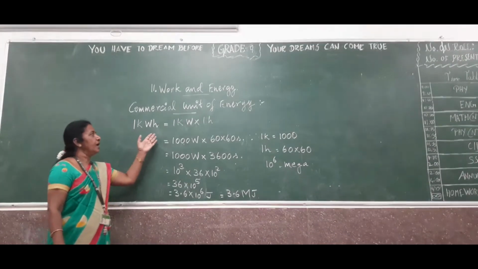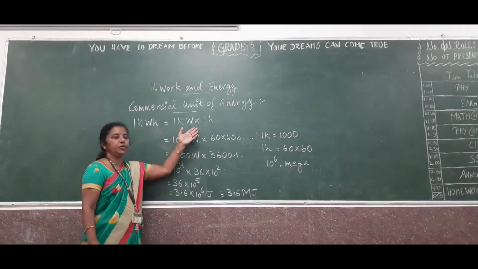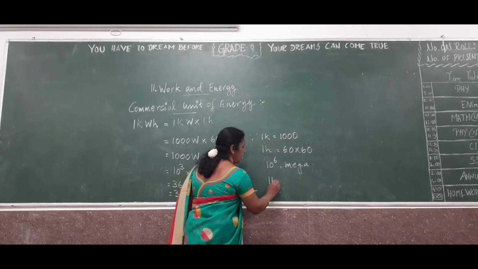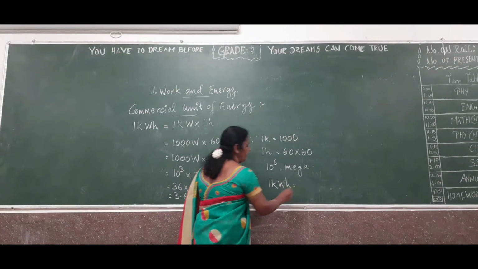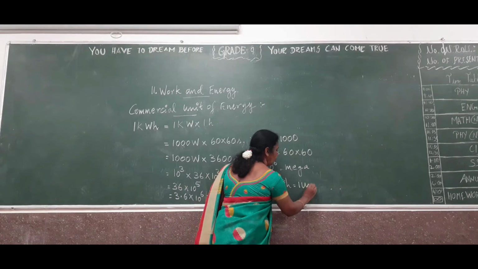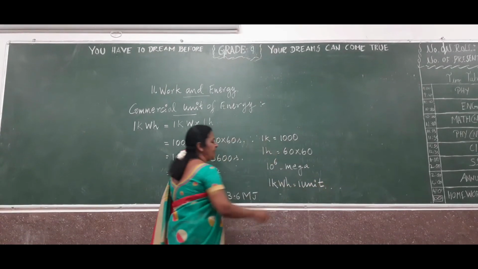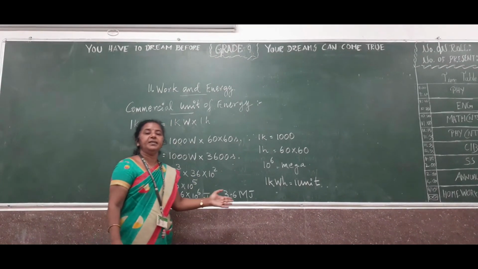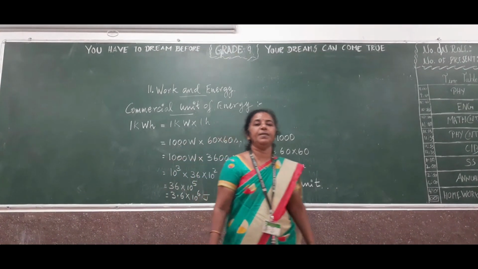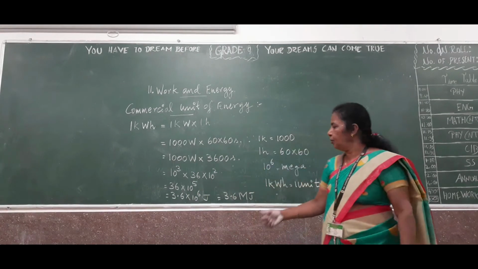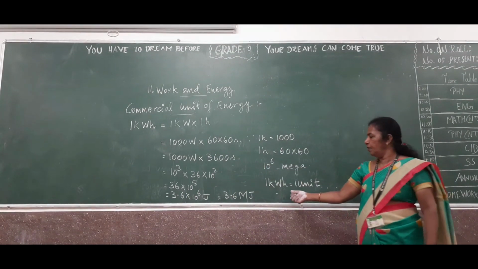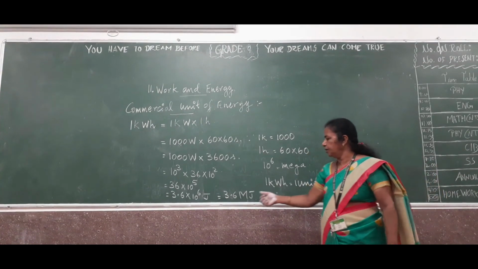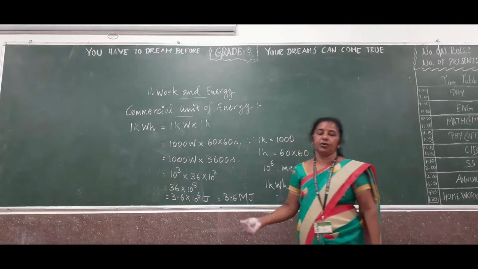So 1 kilowatt hour is equal to 1 kilowatt into 1 hour. This 1 kilowatt hour is also called 1 unit. With the help of this commercial unit, we have to pay the bill to the electricity board, monthly or bi-monthly. So you have to use this unit: 1 kilowatt hour is equal to 1 unit, or 1 kilowatt hour is equal to 3.6 megajoule.